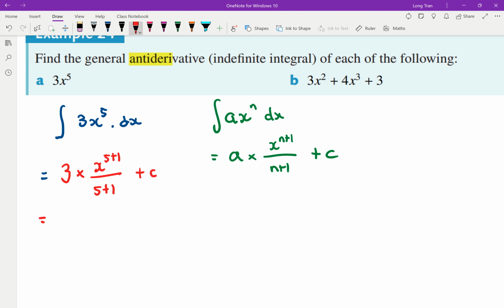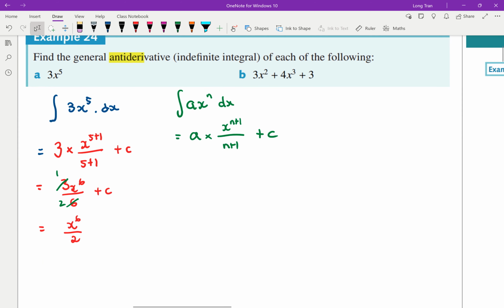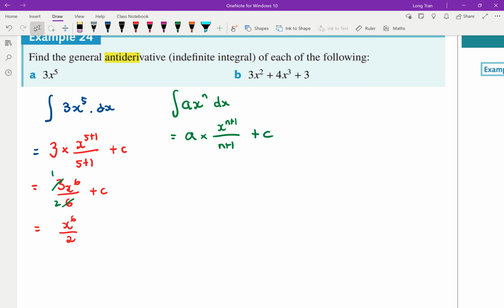Together, that now gives you 3x to the power of 6 over 6 plus c, which simplifies to x to the power of 6 on 2, because 3 goes in 3 once, and 3 goes in 6 twice. Okay? That's just practicing the antiderivative rule.